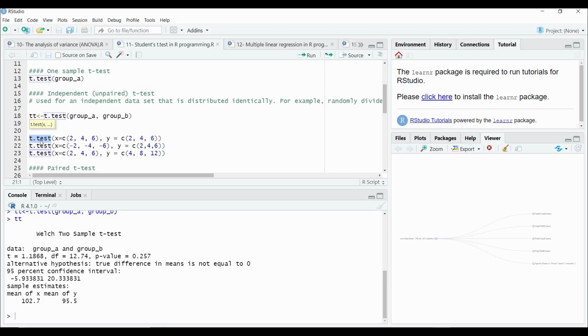1.19 and the p-value 0.26. If we use a t-test between two groups with the same values, let's say x and y, both of them are 2, 4, and 6, the t should be 0 and the p-value should be 1.